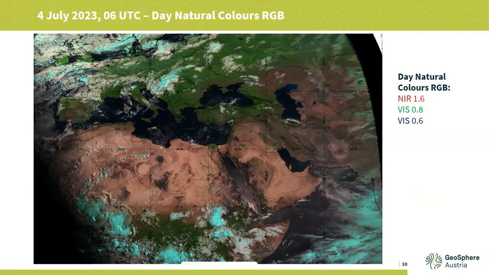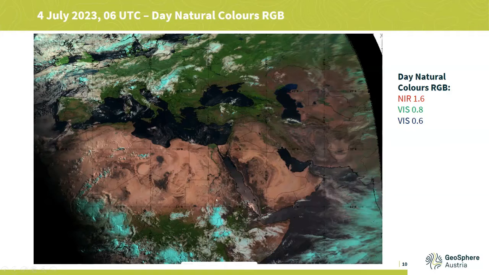As I've said in the beginning, it's one of my favorite RGBs, because when you look at the day natural color RGB, you see the Earth as you would see it if you were sitting on a satellite. So the desert areas look brownish, the vegetation areas look greenish, the clouds are whitish. The only big difference is that ice features and ice clouds appear in cyan colors. But it's really nice to look at. You can detect lots of features. And in this particular image, you can see a very special feature.